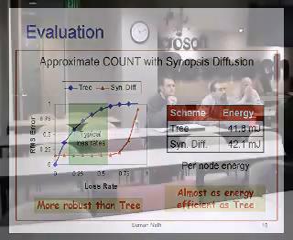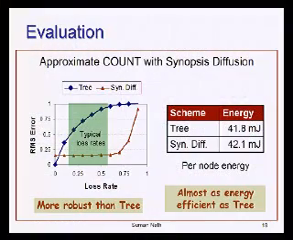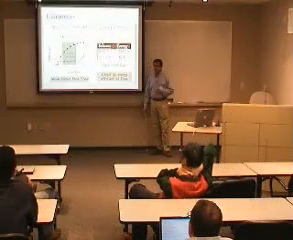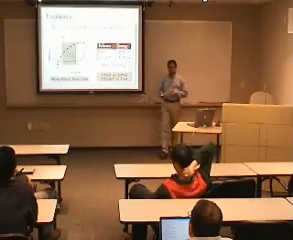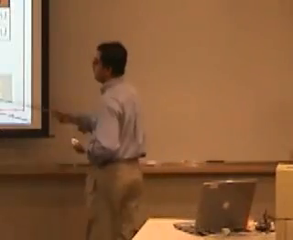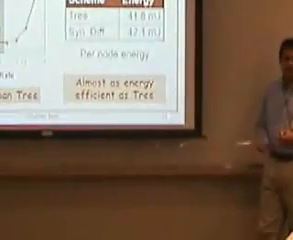Then the question is whether we are spending more energy for that. The numbers here show that synopsis diffusion is almost as energy optimal as a tree. Those two numbers are very, very close. So it shows synopsis diffusion can be as energy optimal as tree, but it is significantly more robust than a tree. No, there is no retransmission. Yeah, sure, in this particular example. So what we are getting here is significantly higher robustness without any extra energy consumption. Okay.